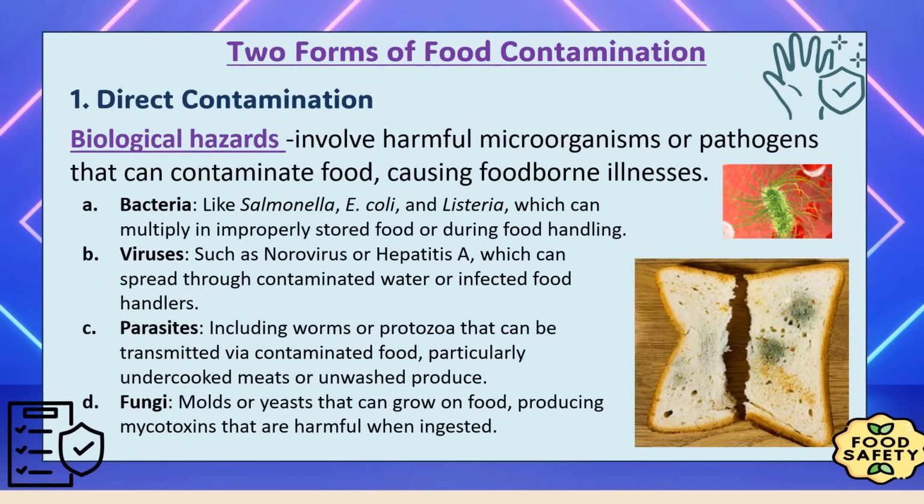Biological hazards involve harmful microorganisms or pathogens that can contaminate food, causing foodborne illnesses. Bacteria, like Salmonella, E. coli, and Listeria, can multiply in improperly stored food or during food handling. Viruses, such as norovirus or hepatitis A, can spread through contaminated water or infected food handlers. Parasites, including worms or protozoa, can be transmitted via contaminated food, particularly undercooked meats or unwashed produce. Fungi, molds or yeasts can grow on food, producing mycotoxins that are harmful when ingested.